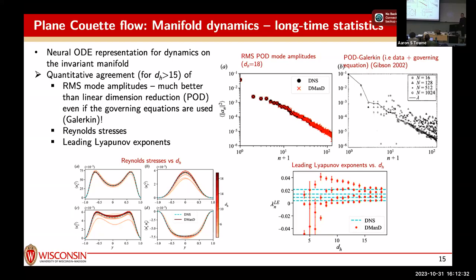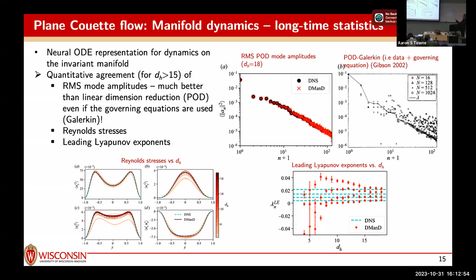John Gibson, actually, he was the one who really charted out the dynamics of turbulent Couette flow near the onset of turbulence. As part of his thesis, he did a POD Galerkin projection of Couette flow. So you do POD, you project the Navier-Stokes equations onto those POD modes and then see how that works.